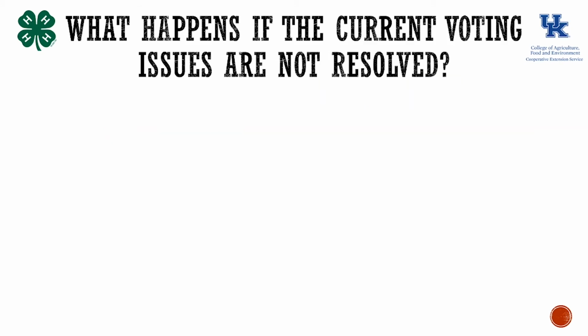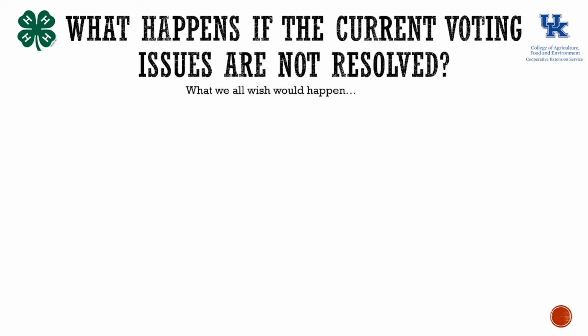So what happens if the current voting issues are not resolved? If the popular vote in the Electoral College doesn't clearly decide a winner, or if there are cries of fraud or things like that, or cries of error in voting, we're seeing that right now.